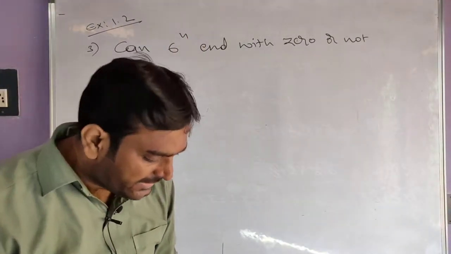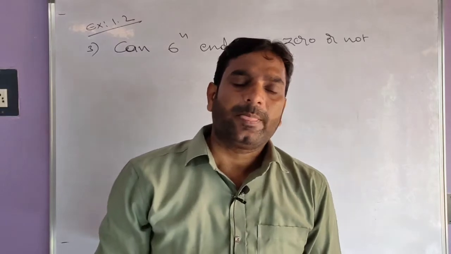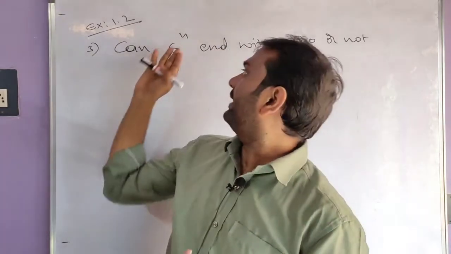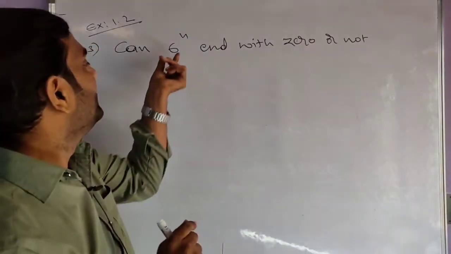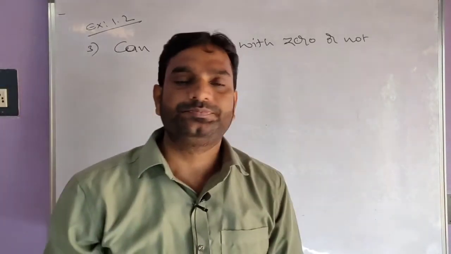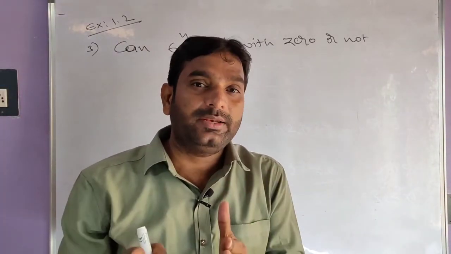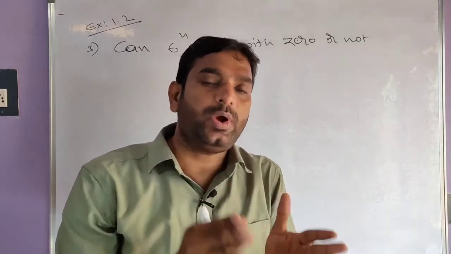Listen. Here, for any natural number, if 6 power n can end with 0, it should be divisible by 2 and 5.